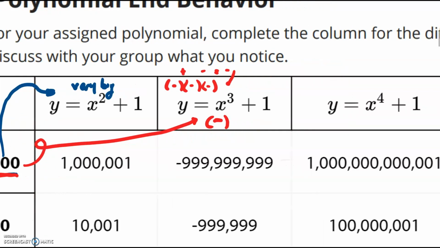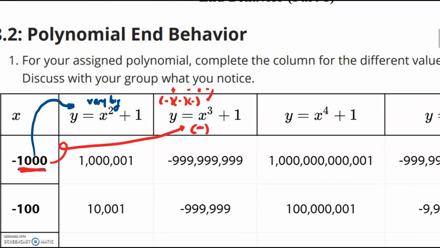Okay, and we come over here. What's going to happen? Well, we're going to have a negative times a negative times a negative times a negative, because there are 4 of these really big negative numbers multiplied together. Negative times a negative is a positive. This negative times a negative is a positive, and 2 positives together is going to give me a really big positive number.